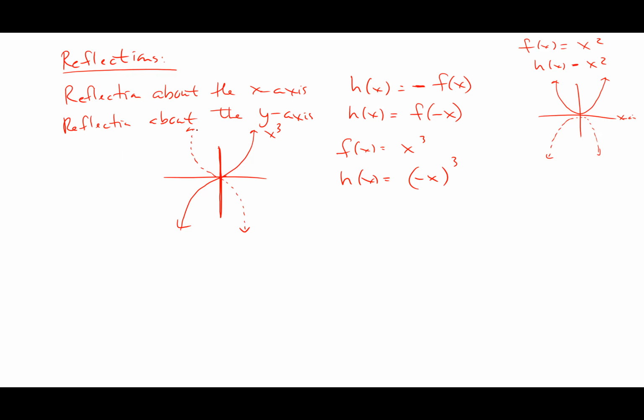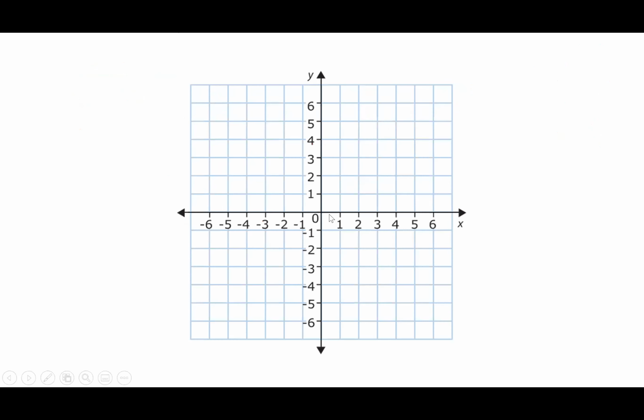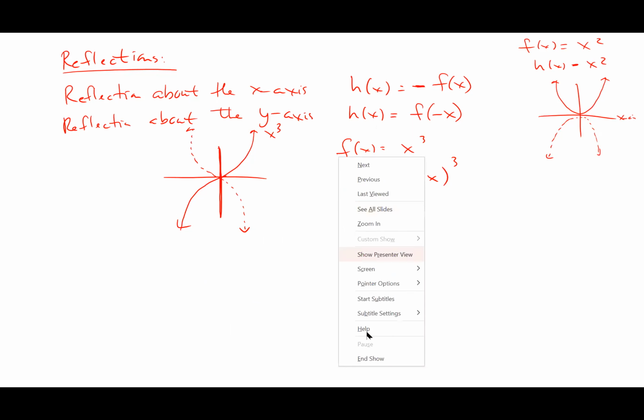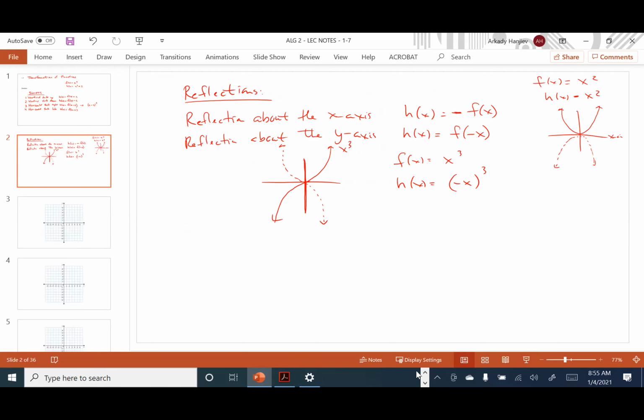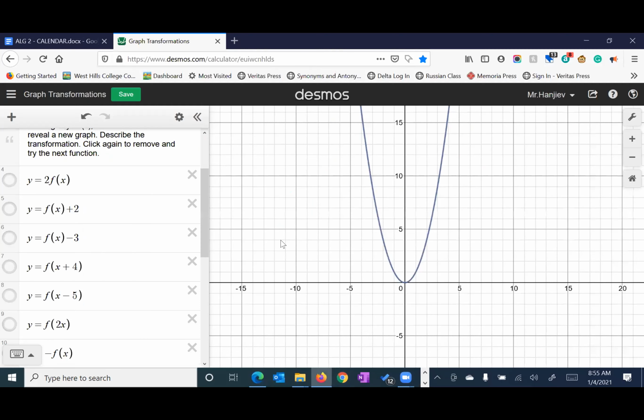Okay, so let's see. Let's do some of this. All right, let me go to Desmos again real quickly here. I'm going to keep that for our notes. Let me jump to this one again, just real quickly.